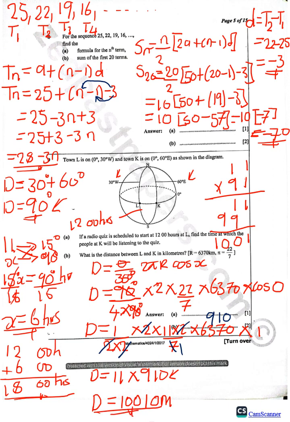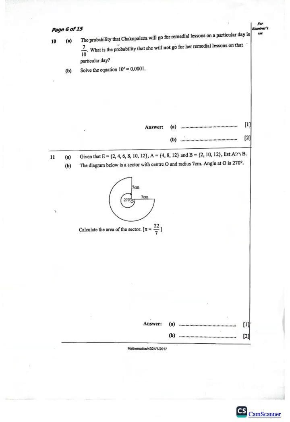Okay, now let's move on. Let's go to question 10. The probability that Chuck Paleza will go for remedial lessons on a particular day is 7/10. What is the probability that she will not go for her remedial lessons on that particular day?